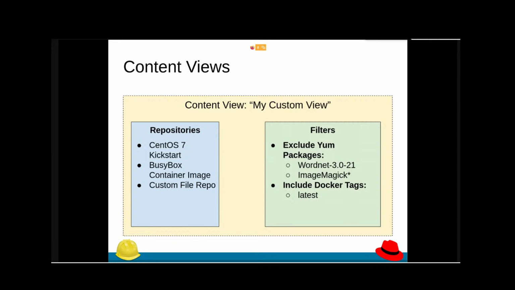A content view version is a snapshot of a content view with a particular configuration. So you see here in the content view, we have some repositories: CentOS 7 Kickstart, a BusyBox container image, and a file repo. And then we have some filters. For example, I wanted to exclude these two WordNet and ImageMagick packages for some reason. And then I wanted to include only the latest Docker tag from BusyBox.